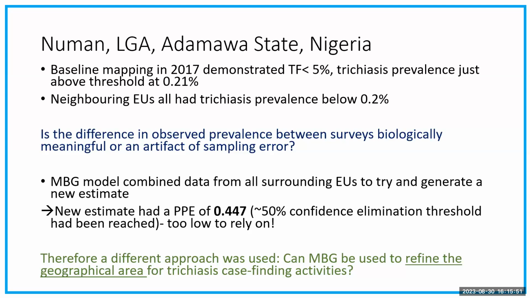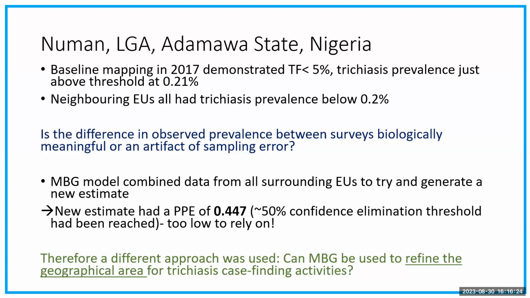The original objective here was to determine whether the difference in observed prevalence between surveys was biologically meaningful or an artefact of sampling error. So an MBG model was used to combine data from all surrounding EUs to try and generate a new estimate. The new estimate had a PPE of 0.447. So that's around 50% confidence that the elimination threshold has been reached. And as you can imagine, this is too low to rely upon.